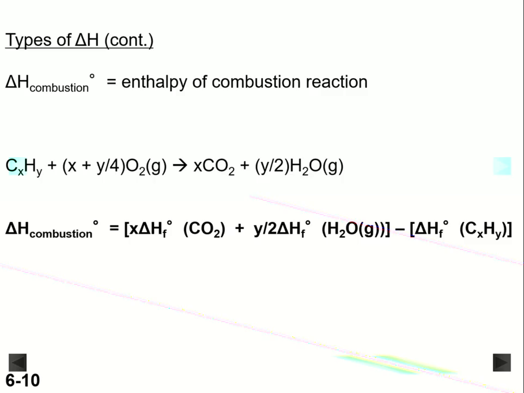So that first set of brackets is our products, minus the enthalpy of formation of the reactants. And notice we did not put in the enthalpy of formation of O2. Why not? Because it's 0. So we can leave that off.